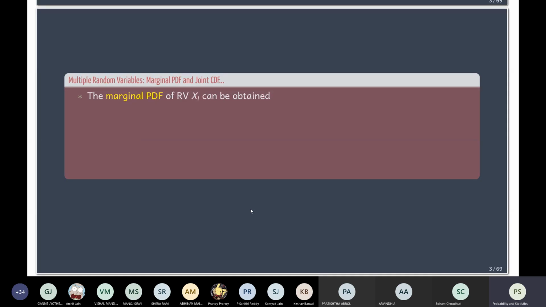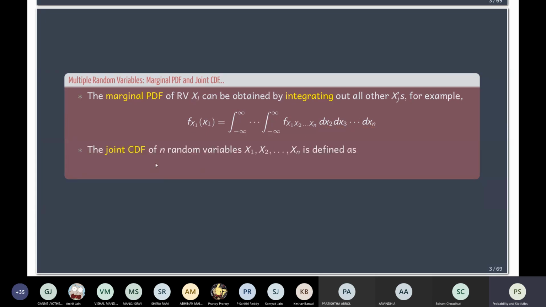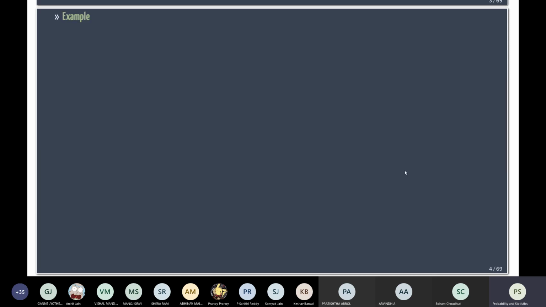Then we can also define the marginal of xi, and this can be obtained by integrating out all the other xj's. If I want the marginal with respect to xi, then I integrate with respect to all other xj's. It's just that the notation becomes a little more involved. For example, if I want to compute the marginal with respect to x1, then I will integrate out x2, x3 up to xn. So I just leave out x1. And the joint CDF of n random variables is again, as usual, defined like this, where X1 less than or equal to x1, X2 less than or equal to x2, and so on.